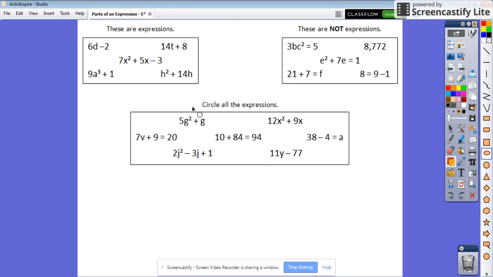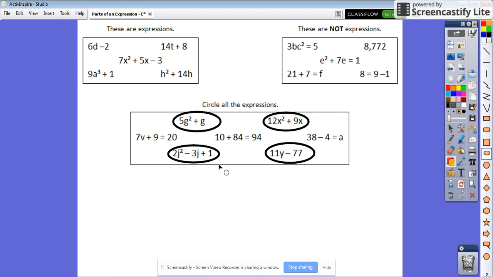Okay, so I'm going to circle which ones are expressions here. There's actually 4 of them on this one. I hope I didn't trick you for that. So what do we think an expression is? So I see that the ones we've circled have terms. Some have like terms. Actually, none of those actually have any like terms.